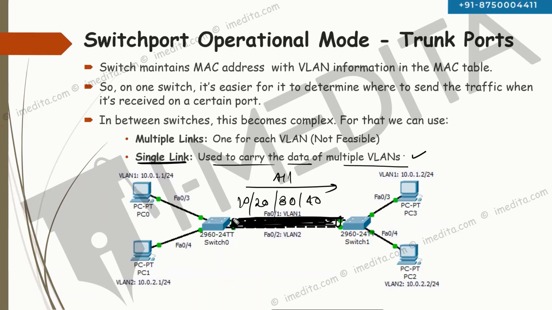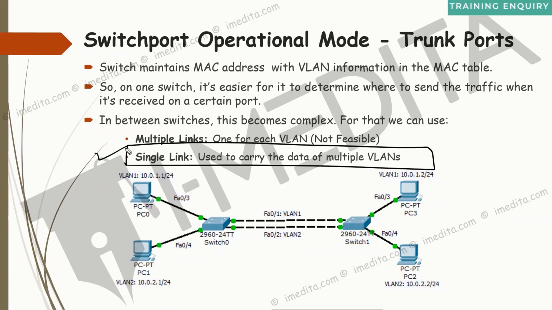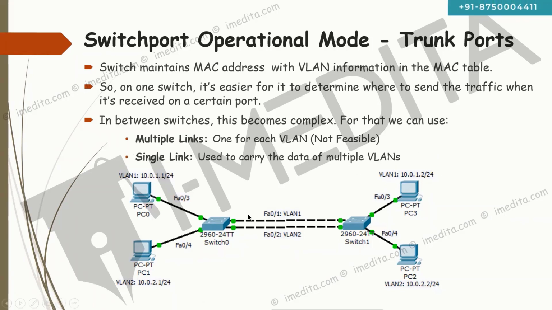I want this link to carry the traffic for VLAN 10, VLAN 20, VLAN 30, VLAN 40, basically all the VLANs. That can be done by connecting only one link and configuring that link as something called a trunk link, or configuring that port as a trunk port. Trunk ports are those ports that are used to carry the data for multiple VLANs.